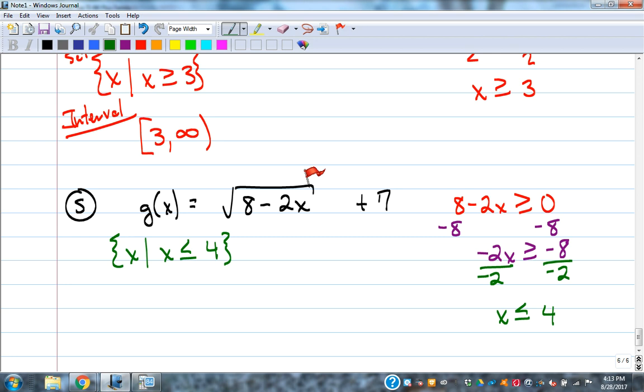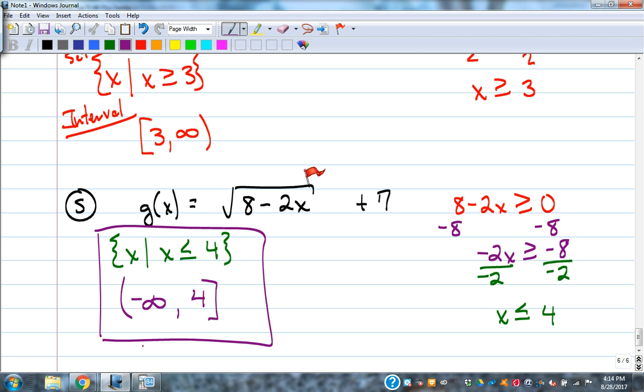All right, good question. Interval notation for x is less than or equal to 4. Well, what's the biggest number we can have on this one? 4. And everything is smaller than that, right? x is less than or equal to 4 says everything's smaller than 4. So negative infinity is definitely smaller than 4. And that would be the domain in set and interval notation for that.